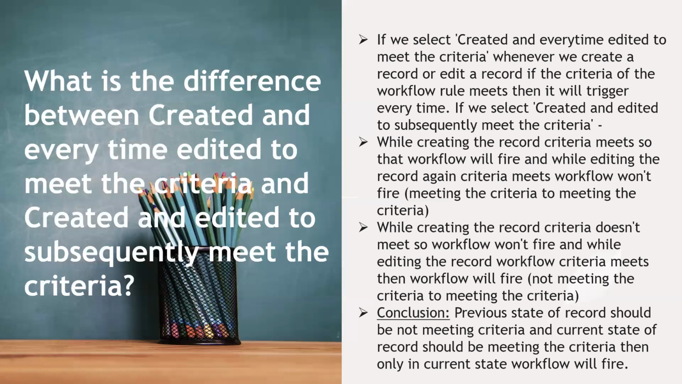Because our criteria should already be matched, so it won't be fired. But coming to the second case, even if the criteria also matched, if you edit the record and save the record, and edit and save again, that action should be fired 100 times. If you edit and save 100 times, that action should be fired 100 times. So that's the difference. Okay.